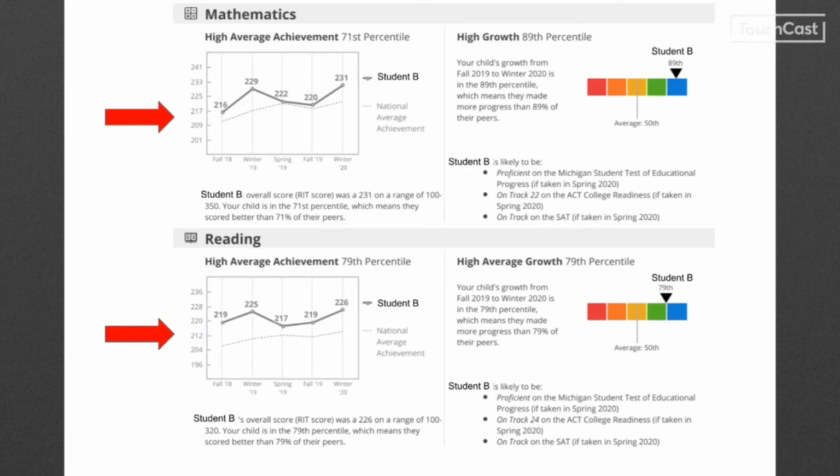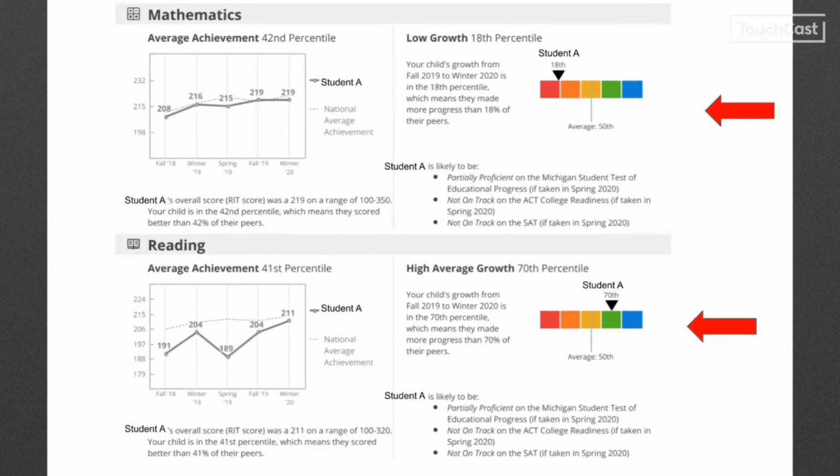The achievement data below tells us how these two students are doing for each testing session. To get a more complete picture of their progress, we can also look at their growth over time.